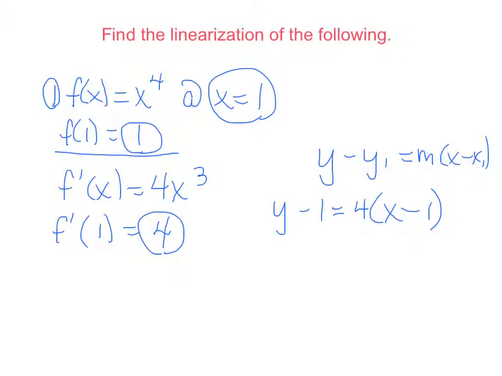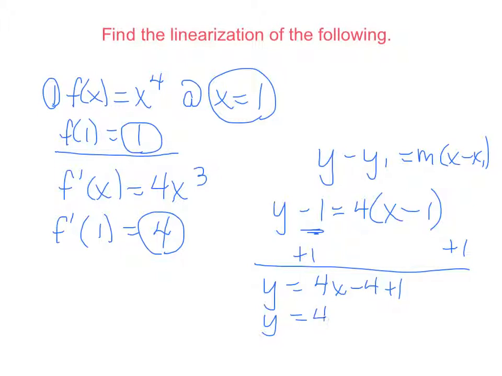All linearization is asking you to do, it's very straightforward, is take this 1 right here and move it to the other side of the equation. So we're going to add 1, add 1, and get y equals. Now I'm going to distribute that 4 through, so I get 4x minus 4 plus 1. So my final answer is y equals 4x minus 3. That's it. It's that simple.